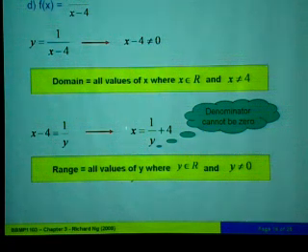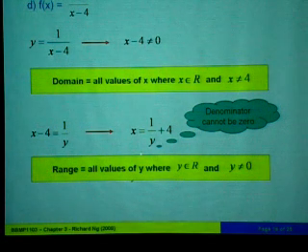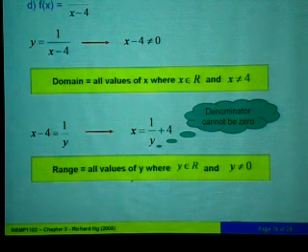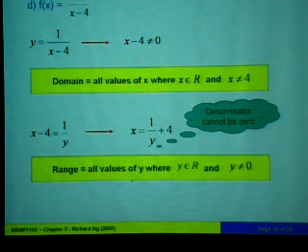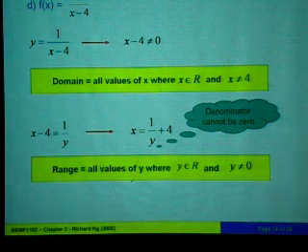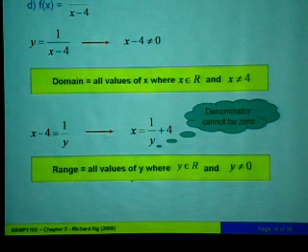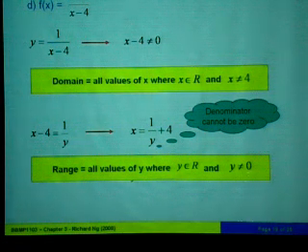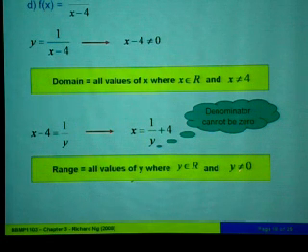Again, this will only exist when y is not equal to 0, because here we have 1 over y, and y must not be 0. If y is 0, then the value of x will not be real. So therefore we can say the range will be any value of y as long as y is a real number and y must not be equal to 0. So we write the not equals symbol as this. Okay?